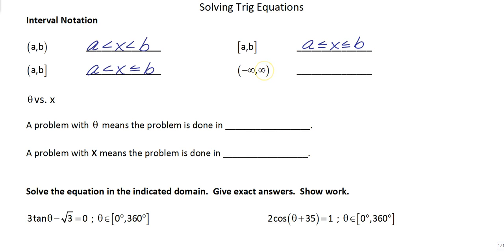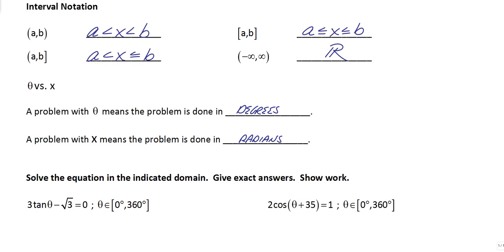And of course, infinity is all real numbers. So anything from negative infinity to positive infinity means all real numbers are allowed. Okay? Also, when solving, if we're solving for theta, we are in degrees. If we are solving for x, it means we're in radians. All right? So that's just what we're going to work with. So let's go do some practice problems.